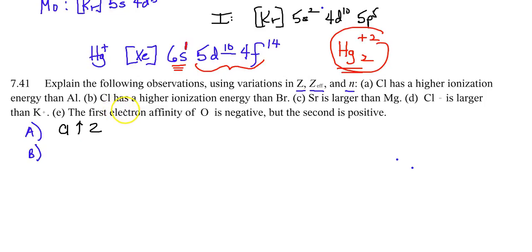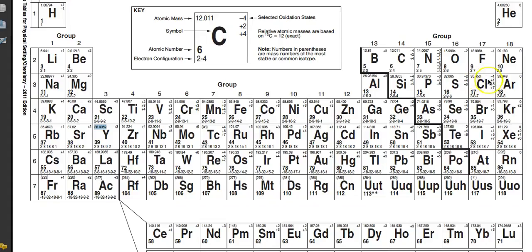Chlorine has a higher ionization energy than bromide. All right, let's go there. So now we're talking about chlorine having a higher ionization energy. It needs more energy to pull an electron than bromide. Now, what do we know? Well, going down, the atom gets bigger. We know that the N number gets bigger. So now we're talking about a difference in N.